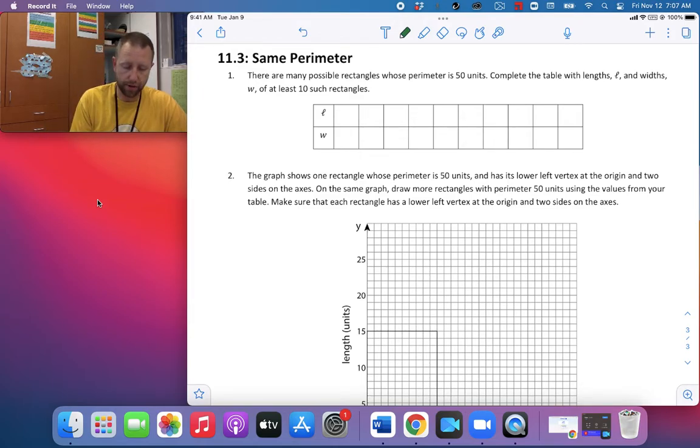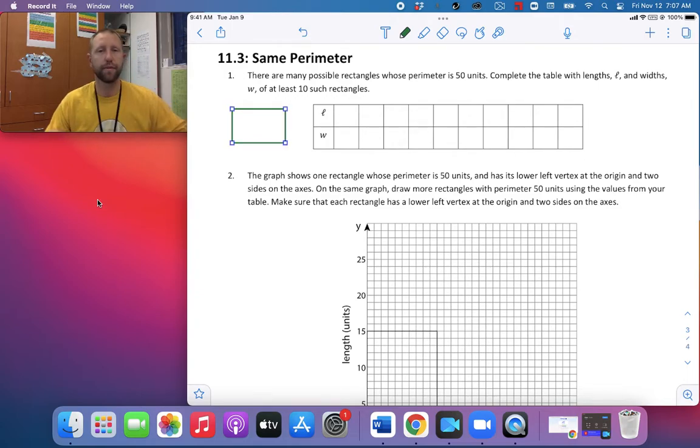So visualize, I'll draw one off to the side here. Visualize a rectangle. My iPad is letting me down. Come on, iPad. There we go. We got a rectangle, okay? So with the length and the width, when I add up all of the sides, remember that's what perimeter is, it should add up to 50.